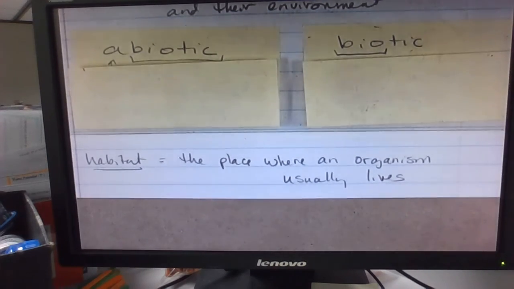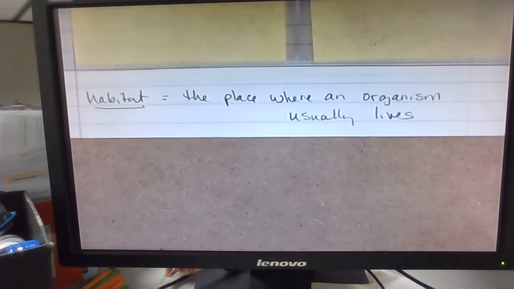All right, a habitat. A habitat's probably a familiar term. We're going to define it. This is a place where an organism usually lives. Habitat is a component of an ecosystem, a place where an organism usually lives.